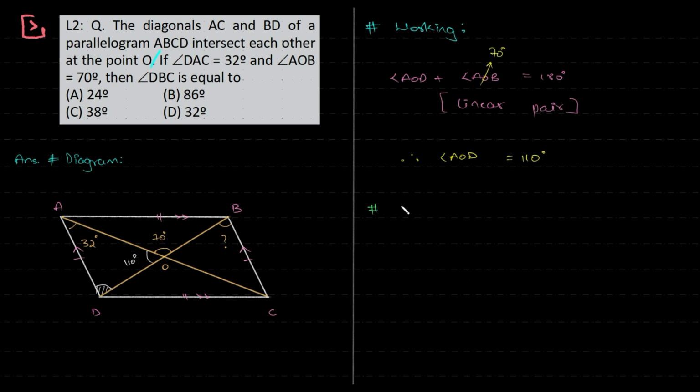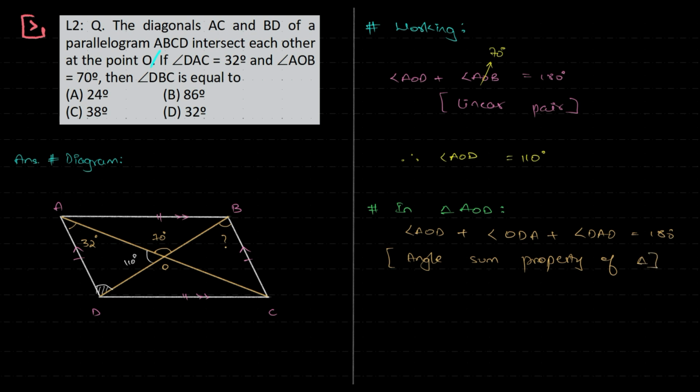And then we have, in triangle AOD, angle AOD plus angle ODA plus angle DAO, all of them equal to 180 degrees. Again, the reason: yes, angle sum property of a triangle. Then what is the next thing we have?